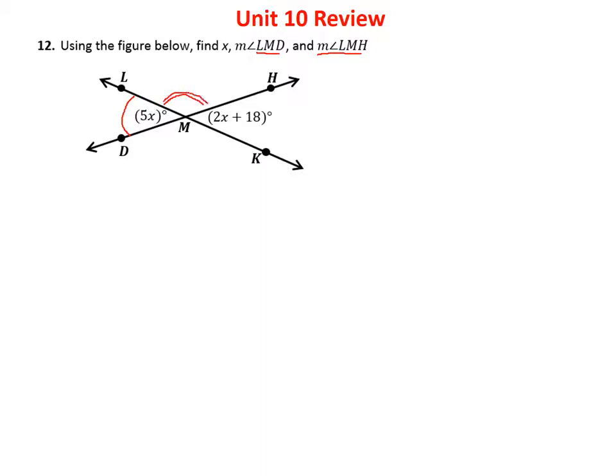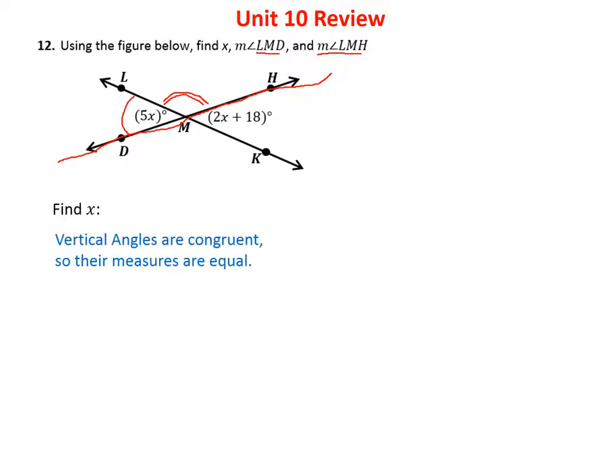Well, LMH is right here. That's going to be a different amount. And we'll be able to find that because we know that these two angles form a straight line, so they add up to 180. So once I find this one, 5x, then I'll be able to find that one. So let's get started. First of all, let's find x.